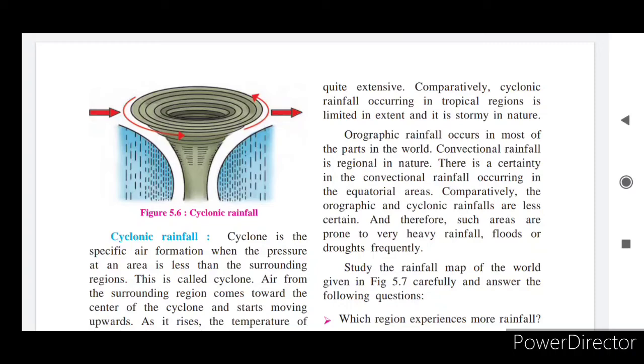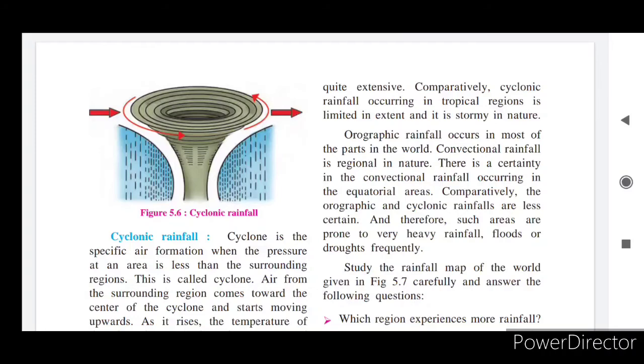And therefore such areas are prone to very heavy rainfall, floods or drought frequently. So in these regions where the convectional type of rainfall falls, meaning the equatorial region, there we can find very high rainfall, heavy rainfall, and frequent floods and droughts.